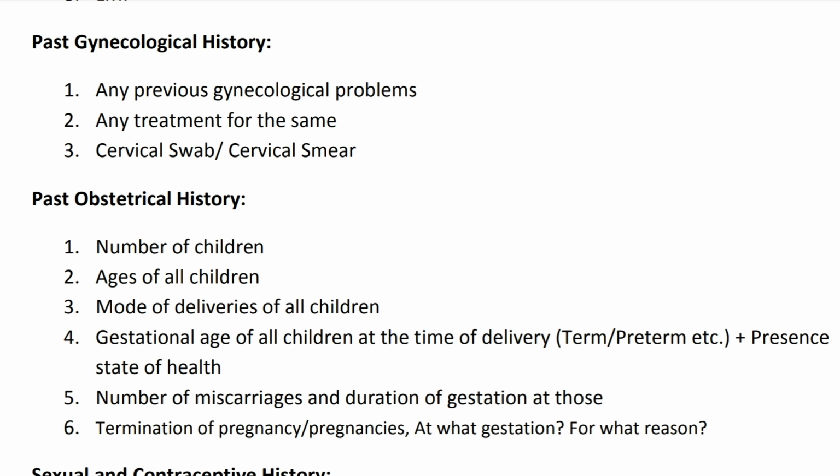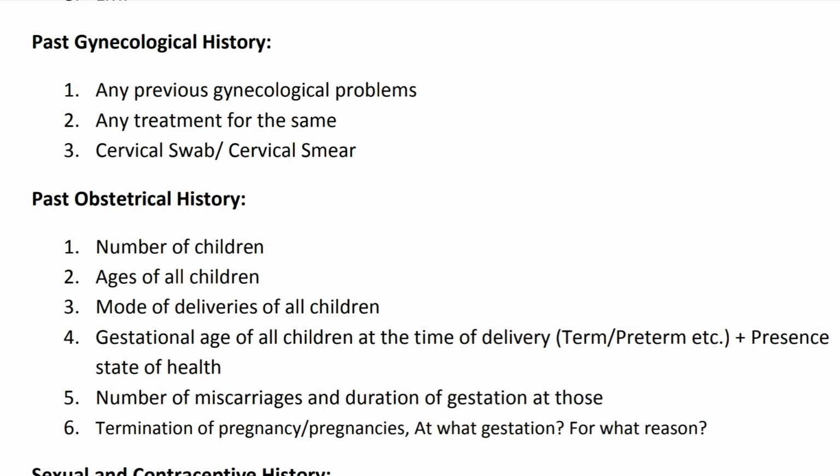Now we will ask about the past gynecological history, which covers any previous gynecological problems, for example, an infection or any prolapse, any treatment which was taken for that condition, and any cervical swabs taken during that period. Then we will move on to the past obstetrical history, which has the number of children, the ages of those children, and the mode of delivery of those children, whether they were delivered via C-section or via SVD, which is spontaneous vaginal delivery.